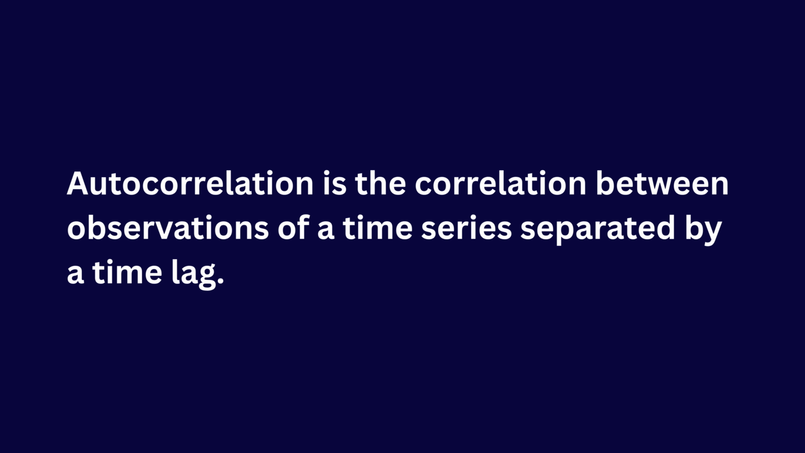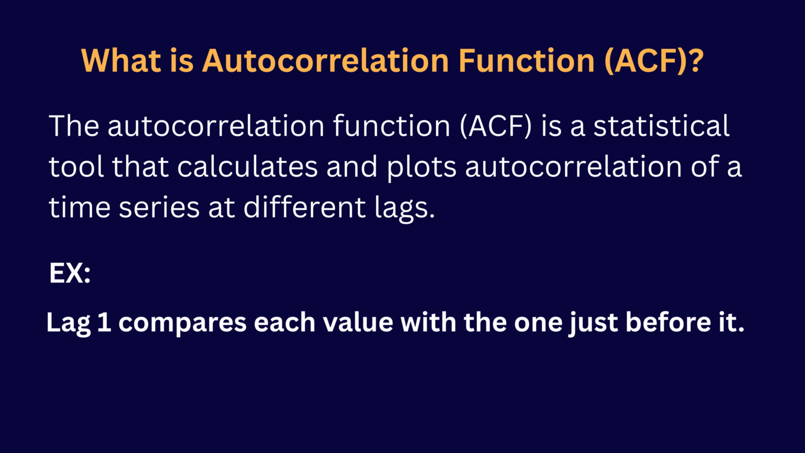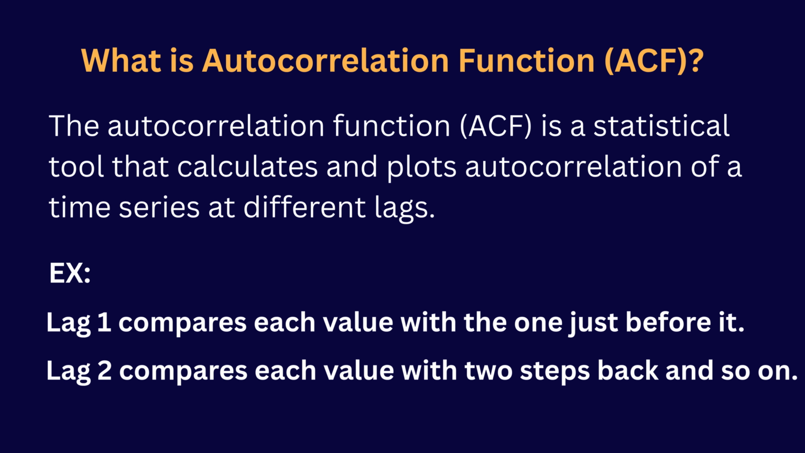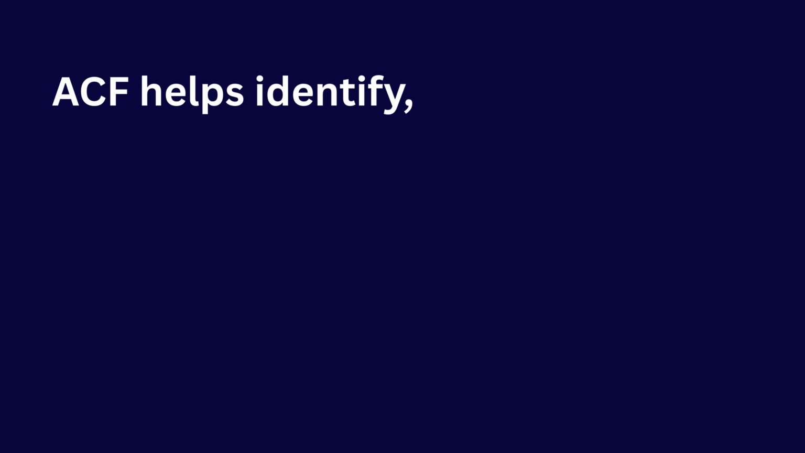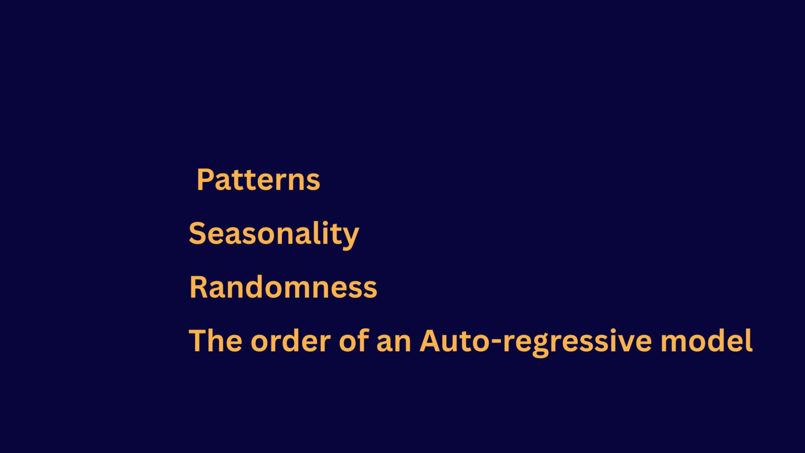Autocorrelation is the correlation between observations of a time series separated by a time lag. The autocorrelation function is a statistical tool that calculates and plots autocorrelation of a time series at different lags. For example, lag 1 compares each value with the one just before it. Lag 2 compares each value with 2 steps back, and so on. ACF helps identify patterns, seasonality, randomness, and the order of an autoregressive model.